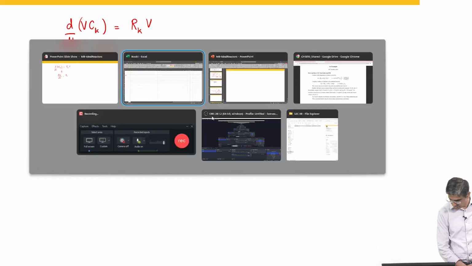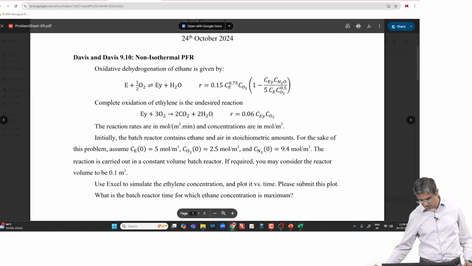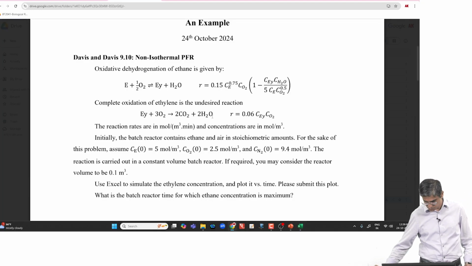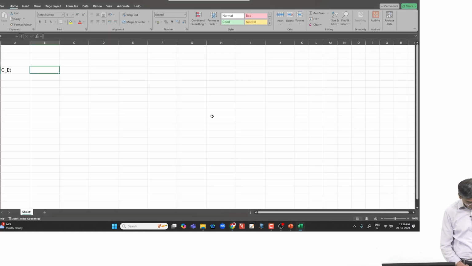Concentration of ethane. So what are the species? The species are E, O2, ethylene, H2O, CO2 and N2.